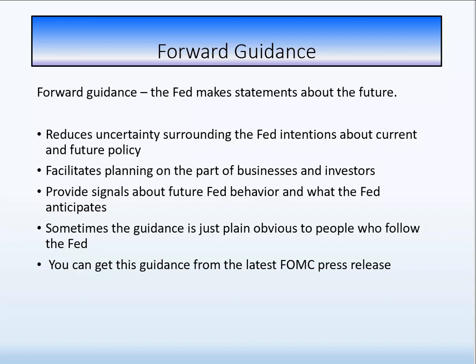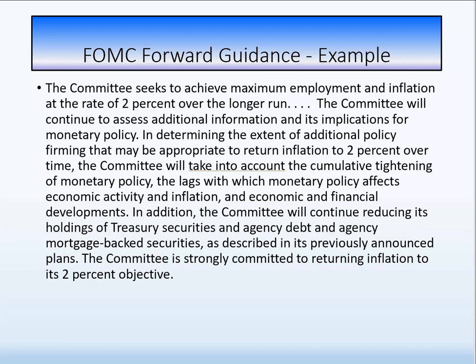Forward guidance also provides signal about future Fed behavior and what the Fed anticipates. Sometimes the guidance is just plain obvious to people who follow the Fed. And you can get this guidance from the latest FOMC press release. For example, here are some quotes from an FOMC press release. I'll read it and provide a little commentary. The committee seeks to achieve maximum employment and inflation at a rate of 2% over the longer run. So it's talking about the future, and in the long run, we expect 2%.